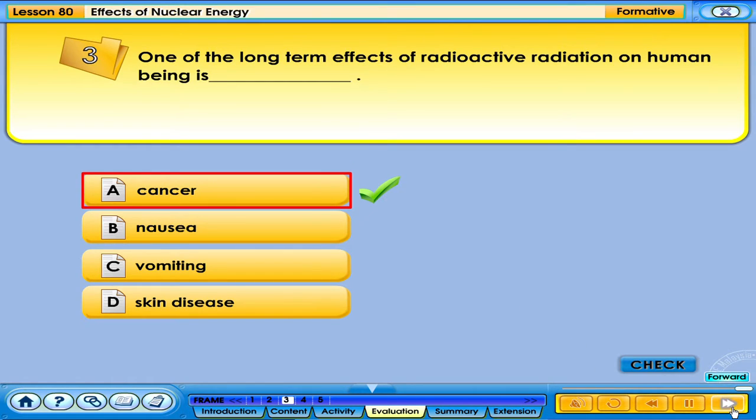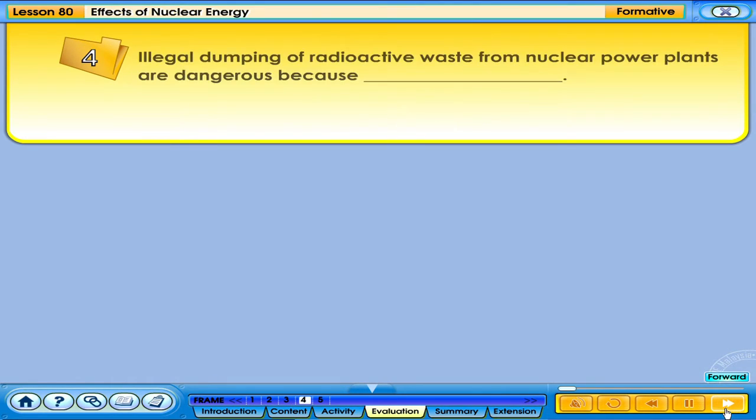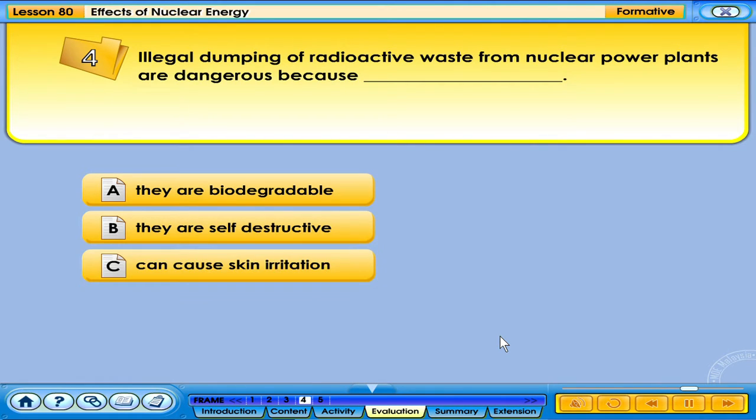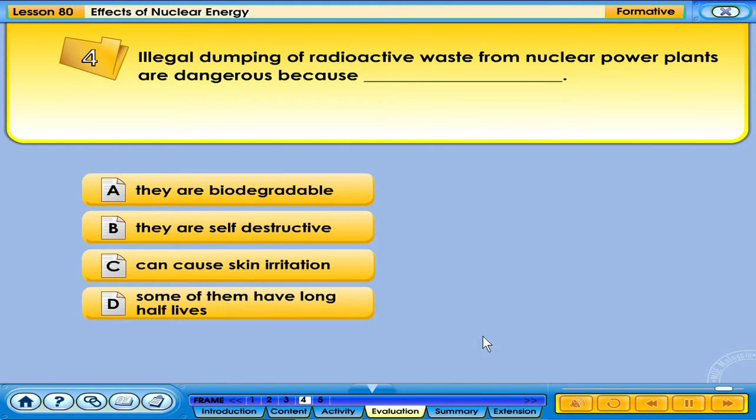Your answer is correct. Illegal dumping of radioactive waste from nuclear power plants is dangerous because A. They are biodegradable. B. They are self-destructive. C. Can cause skin irritation. D. Some of them have long half-lives.